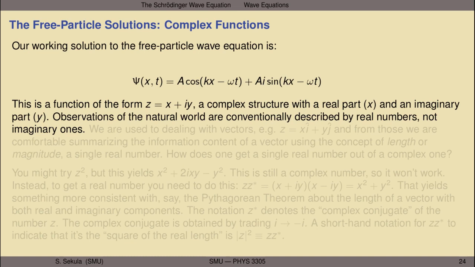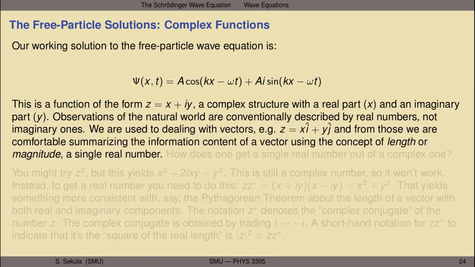Now, that's okay. We've already kind of hinted at the fact that complex numbers look a lot like vectors, and we're used to dealing with vectors, with an x component and a y component. And from those, we're comfortable summarizing the information content of a vector using the concept of its length or its magnitude, a single real number. For instance, you might have a three-dimensional velocity with a vx, a vy, and a vz component, and that's all very complicated, but you're very comfortable going, look, the speed of the particle is v, where v is the square root of vx squared plus vy squared plus vz squared, a single-valued real number that summarizes the overall thrust of the velocity vector. So that's not scary at all. That's something you've been doing since beginning introductory physics.